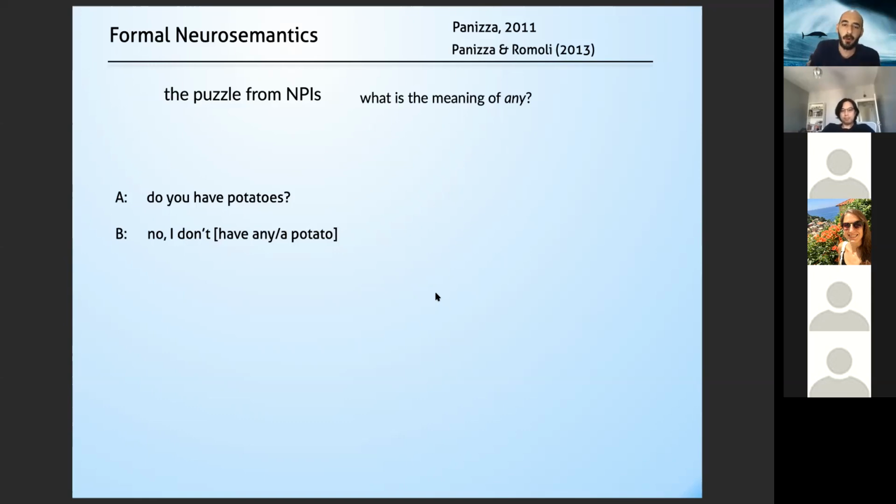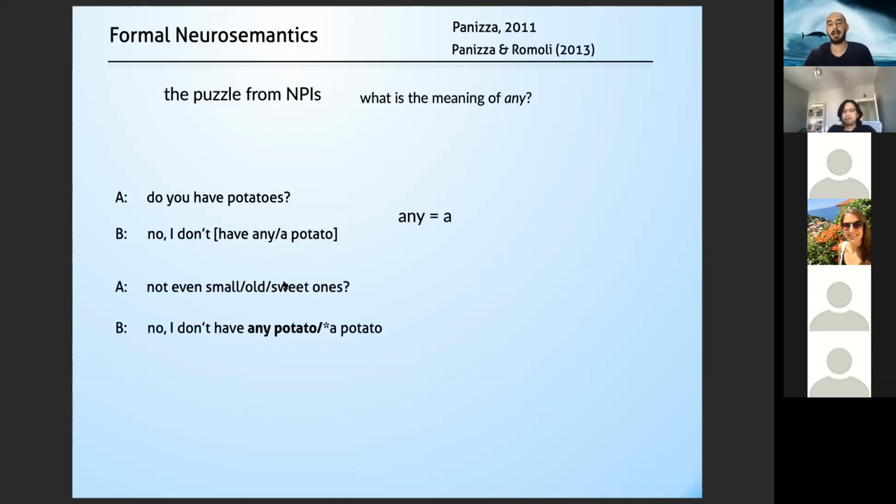For instance, "any" could be used interchangeably with an indefinite. So if someone asks you, do you have potatoes? You might answer, no, I don't have a potato, I don't have potatoes, or I don't have any potato. And they kind of mean the same thing. So the idea is that the truth-conditional content of "any" is just the same as a plain indefinite. So "any" is "a." But then why do you have a word that means "any," and especially what does "any" add to the sentence meaning compared to a plain indefinite, and why can "any" only occur in certain contexts?